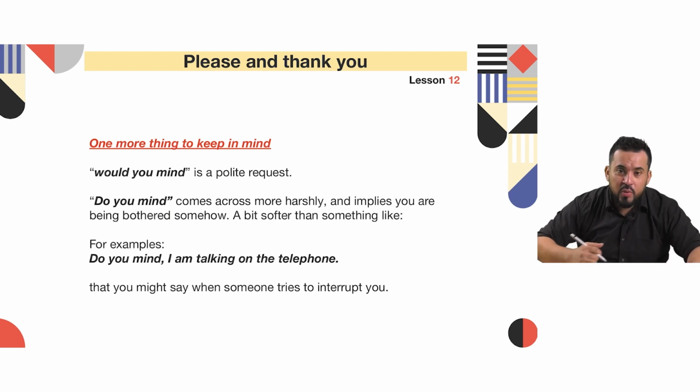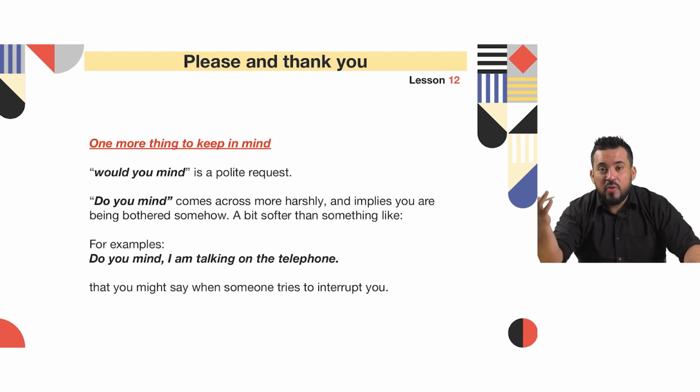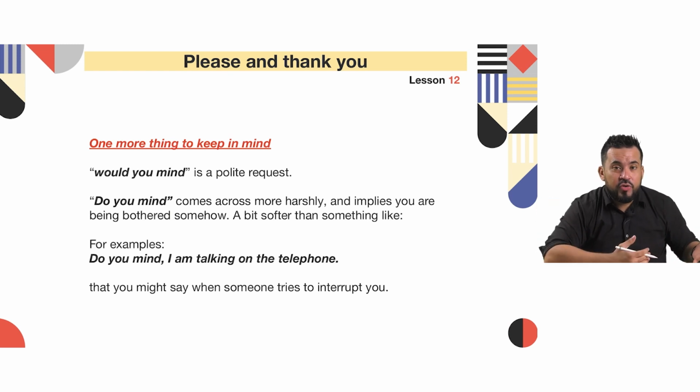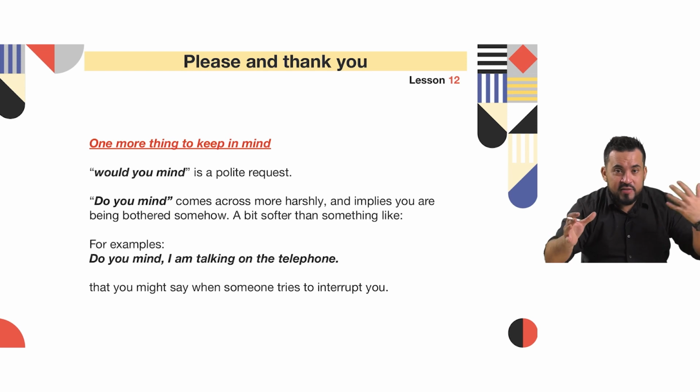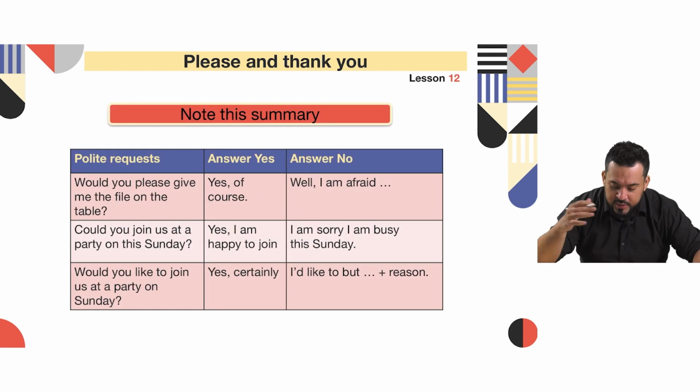Or for example, if somebody is smoking and you have a child with you, you say, do you mind? There are children here, you know? So it sounds a bit harsh, it's not as nice. It's not used to offer someone, but it's used to show someone that you're not happy with what's going on, okay? Do you mind?